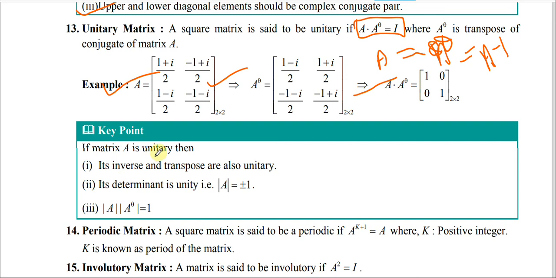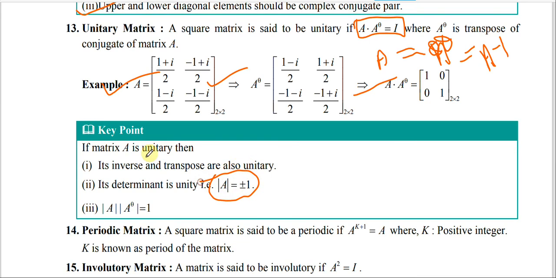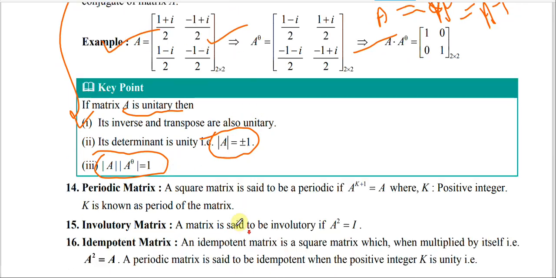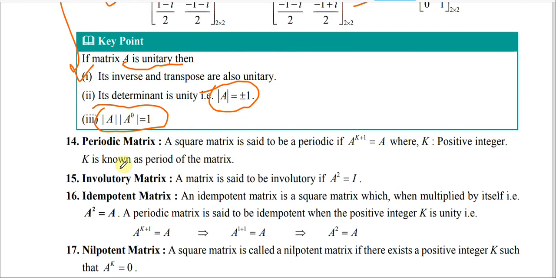If matrix A is unitary, then its inverse and transpose will also be unitary. Its determinant value will also be plus or minus 1, the same as the orthogonal matrix, because every property of an orthogonal matrix is also a property of a unitary matrix. This is the condition only. The determinant will be 1.